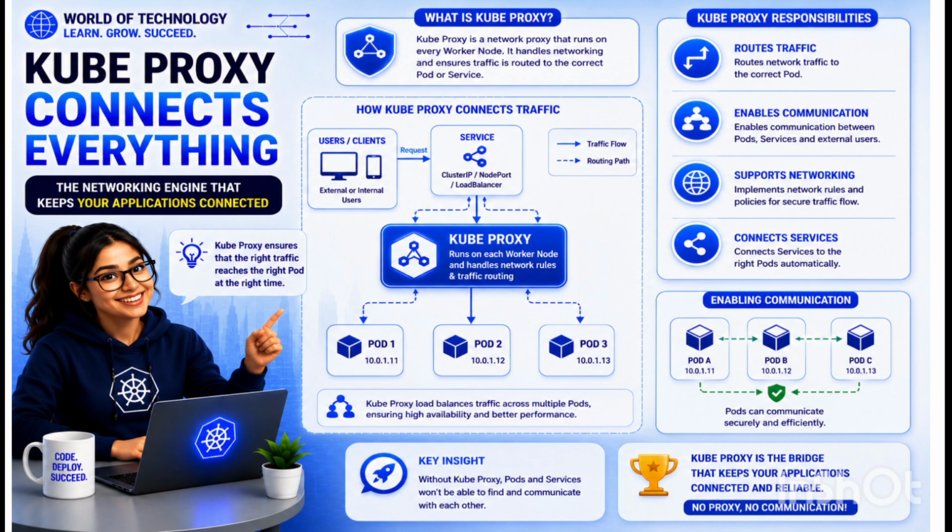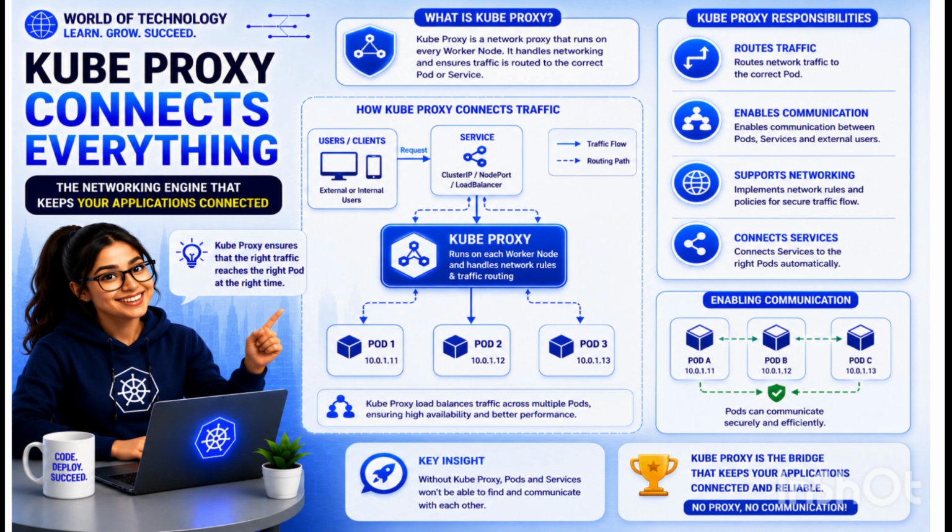Now your application is running, but users still need access. This is where kube-proxy becomes important. Kube-proxy handles networking inside Kubernetes. It routes traffic, connects services, and makes sure requests reach the correct pod.